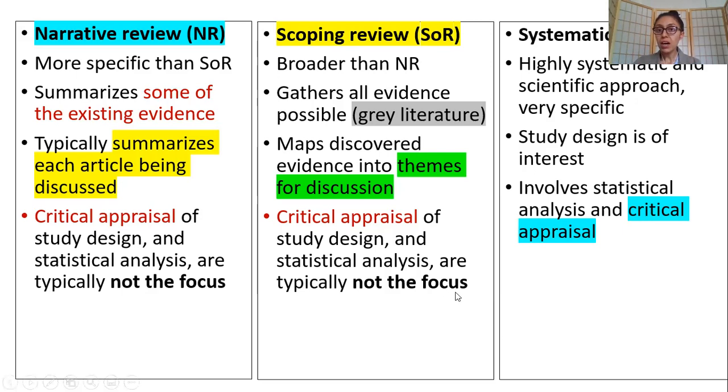And then we have the systematic review. As I said, this is a highly systematic and scientific approach, a very rigorous, robust approach. And you are interested in not just what the study has to say, meaning just summarizing the results, which is the main focus of narrative and scoping reviews. But in a systematic review, you're also paying very much attention to the critique behind the method which is used in generating the results, the quality of the findings, the strength of the findings and the association.